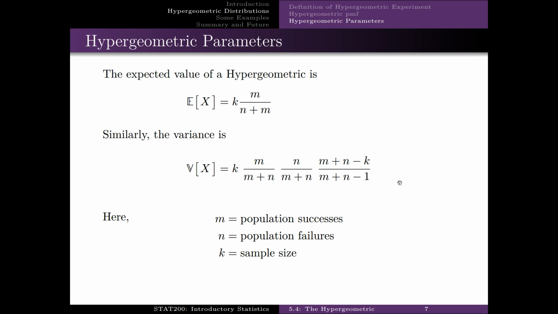Here's the variance. It's your sample size times the probability of a success in the population times the probability of a failure in the population times an adjustment factor. Notice this is thinking back to binomial. This would be n times p times 1 minus p times some other number. Notice this number is always going to be between 0 and 1, which means that the variance of a hypergeometric is always going to be smaller than that of a binomial.